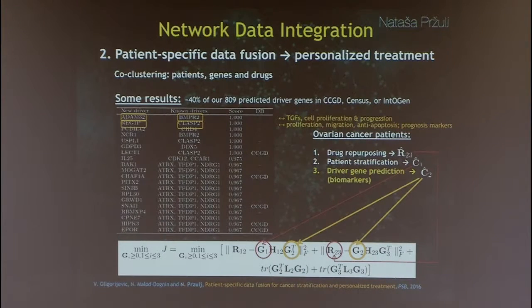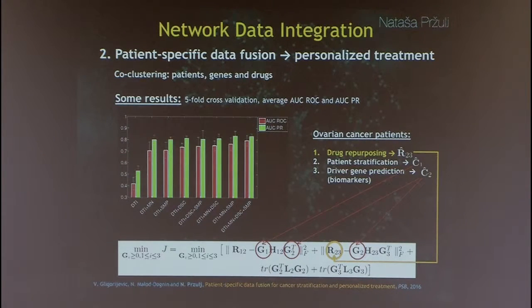In terms of predicting driver genes, basically it comes from here, and we see that the functions involved are in cell proliferation, progression, anti-apoptosis, and so forth. Now we predicted 109 new driver genes. But 40% of them we validated in databases that we didn't use in this particular fusion experiment, right? So this is where the validations come from. And this is what I told you: this is how your accuracy improves as you add more data.